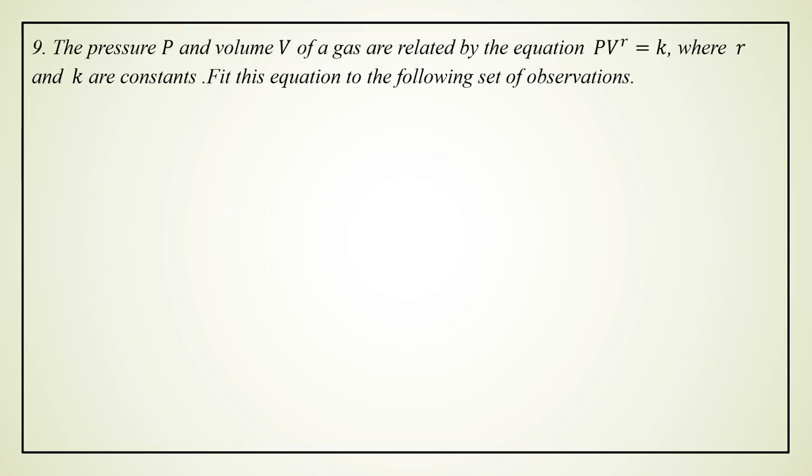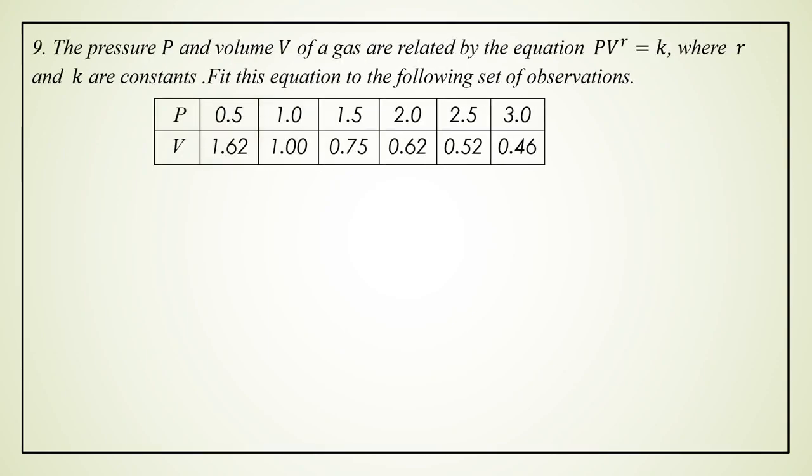The pressure P and the volume V of a gas are related by the equation PV to the power R is equal to K, where R and K are constants. Fit this equation to the following set of observations. They have given you the set of observations of P and V, and they are expecting you to fit the equation PV to the power R is equal to K.